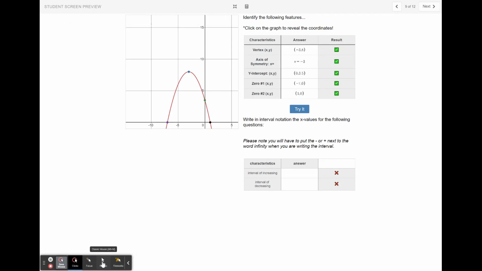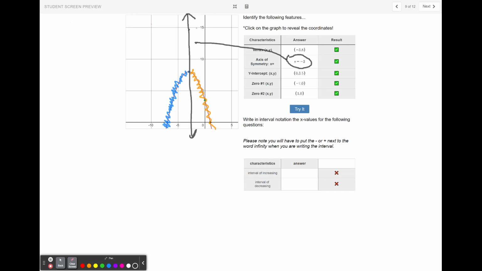All right, now it brings us to the problem, like bell work. So bell work, we said blue was increasing, and you don't have to color code it if you don't need to. And we said orange was decreasing. And notice I switched colors at the vertex. Remember that wall, that vertical line. The vertical line is right there in your table already. It says x equals negative 3.